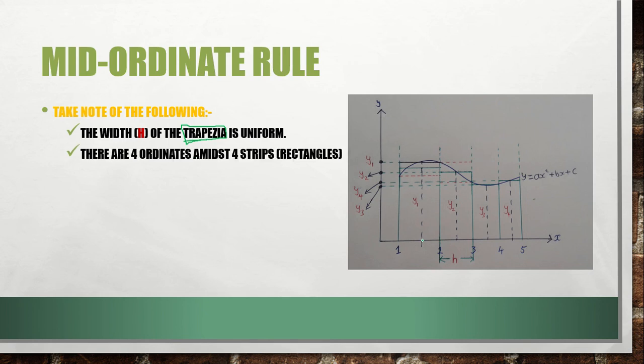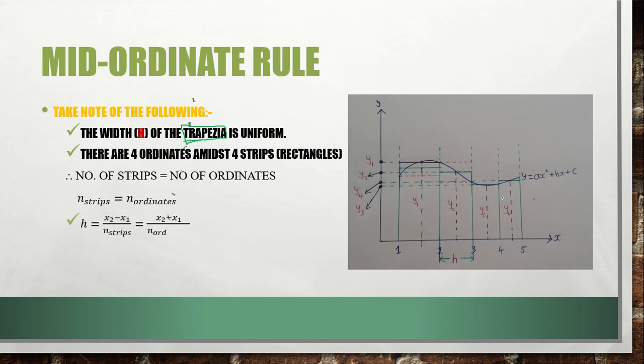Number 2, there are 4 ordinates amidst 4 strips, which are the rectangles. So there are 4 ordinates and 4 strips. So y1, y2, y3 up to y4, and you also have 4 strips of rectangles. So that's one expression that we should not forget. Now, how to get h is still the same format, but in this case, because the number of ordinates is equal to the number of strips, the formula still remains the same: x2 minus x1 over n, of which n is the number of strips.